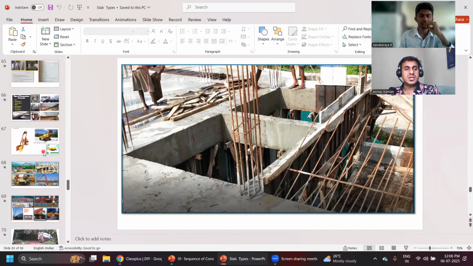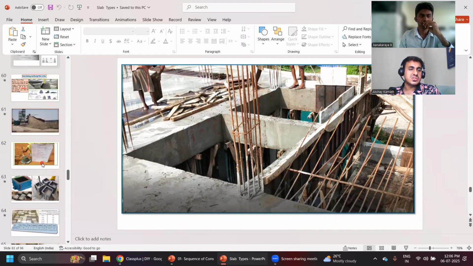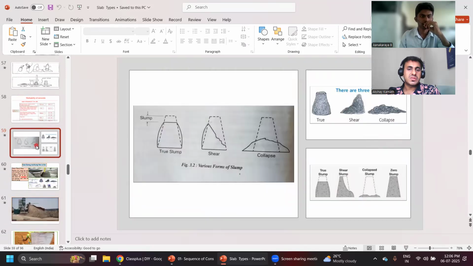Then what else did you learn in that course? Explain to me the slump. What are the different types of slump that you have? Sir, we generally have true slump, shear slump, collapsible slump, and zero slump. Zero slump means there is no subsidence. It will not come down when you lift the cone. True slump means some subsidence will happen.